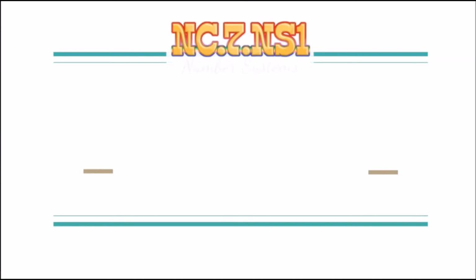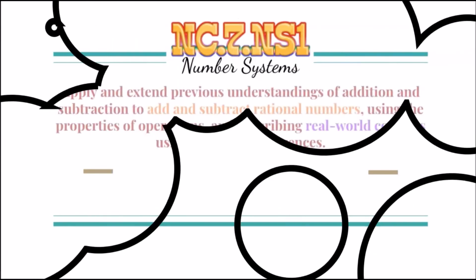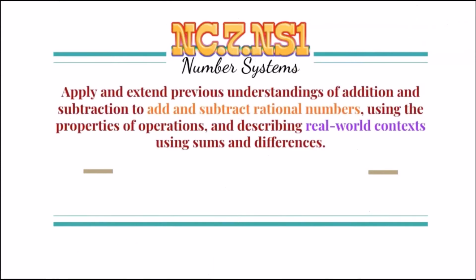Hi everyone, today we're going to talk about North Carolina 7th grade math standard NS1, number systems. It states, apply and extend previous understandings of addition and subtraction to add and subtract rational numbers, using the properties of operations and describing real-world context using sums and differences.